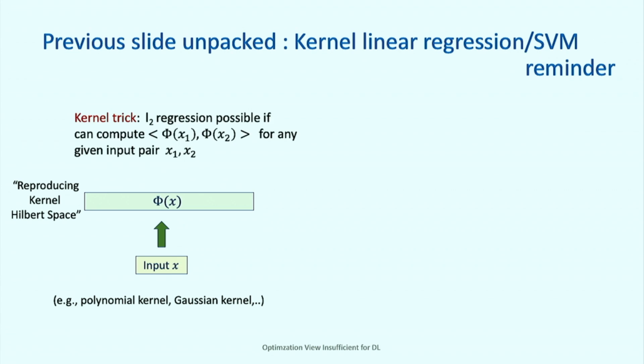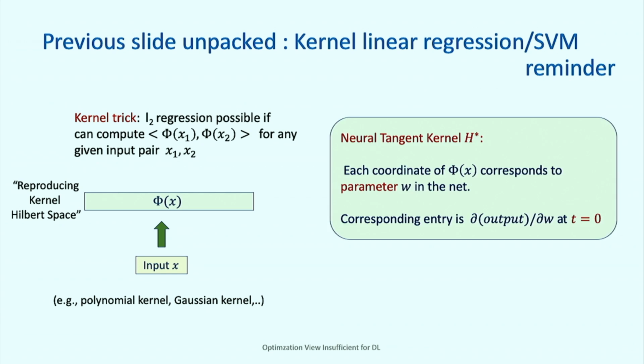And these are some popular kernels. The kernel trick says that if you want to do regression on this much higher dimensional input, phi of x, that's possible provided you can just compute the inner products of phi of x for different inputs. So that's the kernel trick. And the neural tangent kernel is some new kernel, this mapping from input to some other representation. Each coordinate of phi of x corresponds to a parameter w in the net. So the number of parameters is going to infinity. This is infinitely long. And the corresponding entry is the partial derivative of the output with respect to that particular parameter. So it's some infinitely long representation of the input.